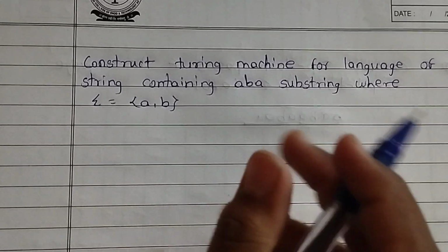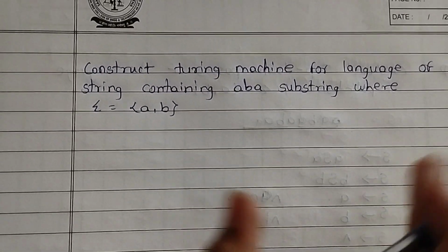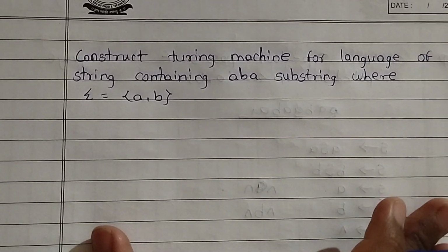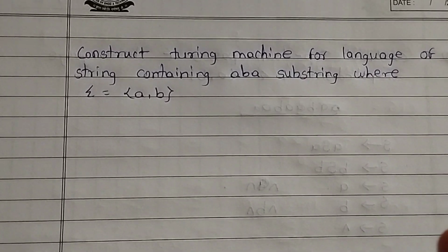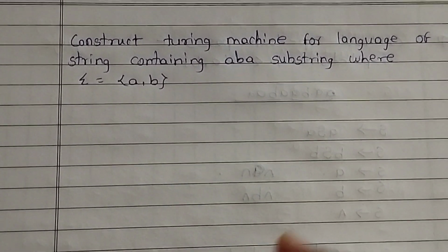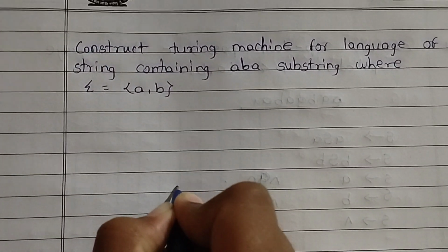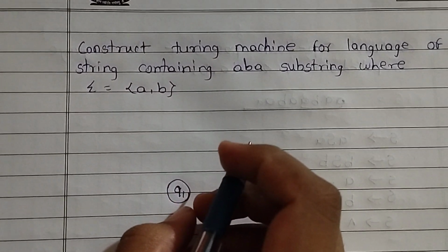So let's start. We construct this string with the help of the DFA. First we draw the DFA, and by using this DFA we translate it into the Turing machine. Now how? Let's see here. First, at the initial state, Q1.